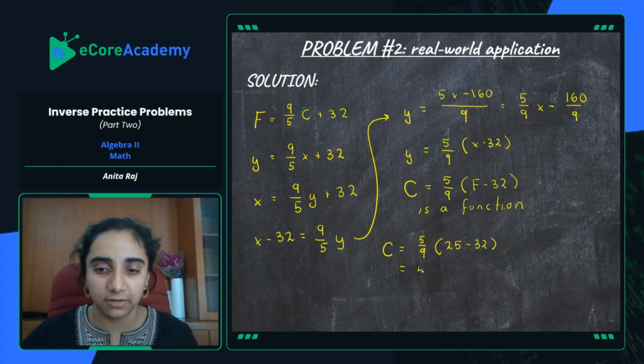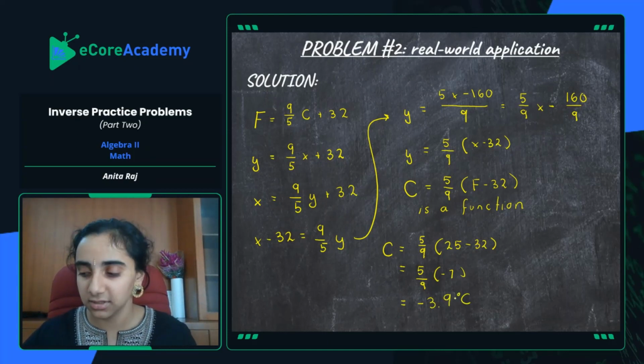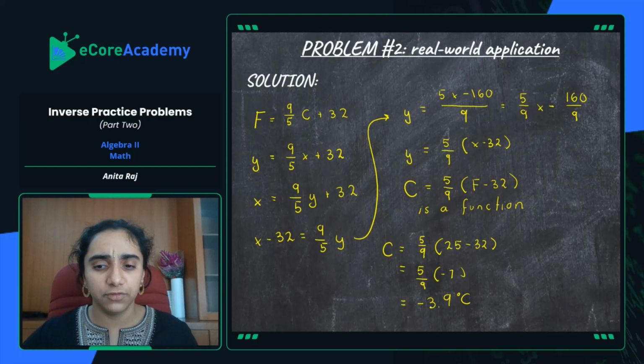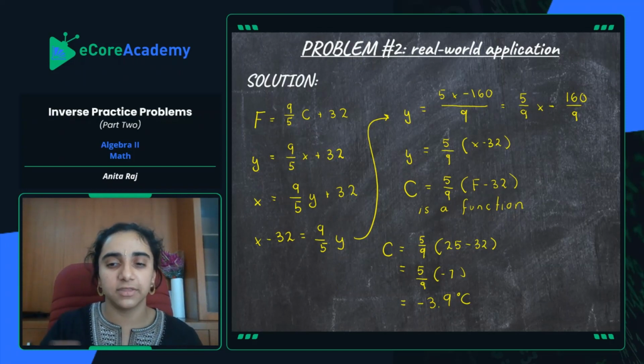So we're going to end up getting 5/9 times 25 minus 32, which is -7. If we multiply this, we're going to end up getting about -3.9 degrees Celsius. If you put it in a calculator, I think you'll get like 3.8888, and we can just round it to the nearest tenth, and this is the answer we get. So this is the solution to this problem.